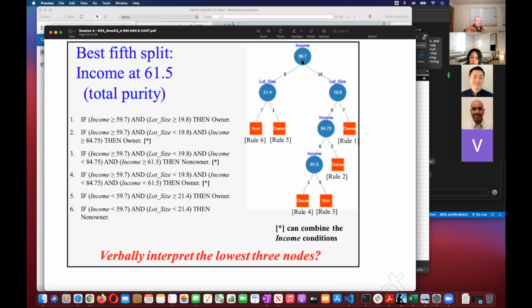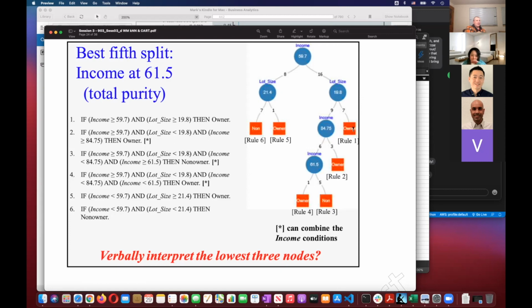Historically, by tradition, in these types of trees, the left node is less than, the center is equal, and the right node is greater than. So to the left means income less than 59.7. To the right means greater than 59.7. And then here, he has lot size greater than 19.8. So income 59.7 or more and lot size greater than or equal to 19.8, then you're an owner.